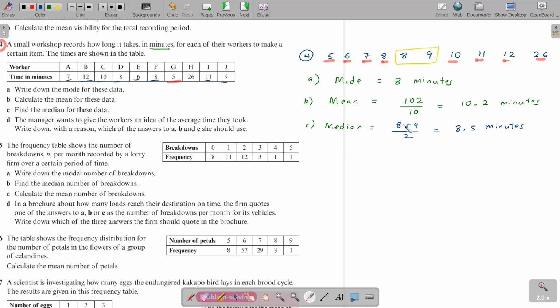Normally, out of mode, mean and median, even median, does it take everyone into account? No, it only looks at the middle value. Even if this corner value becomes 100 over here, will the median change? No, because it just looks at the position. That's why it's called a measure of location. Even though this becomes 100, that will not make an impact on the median.